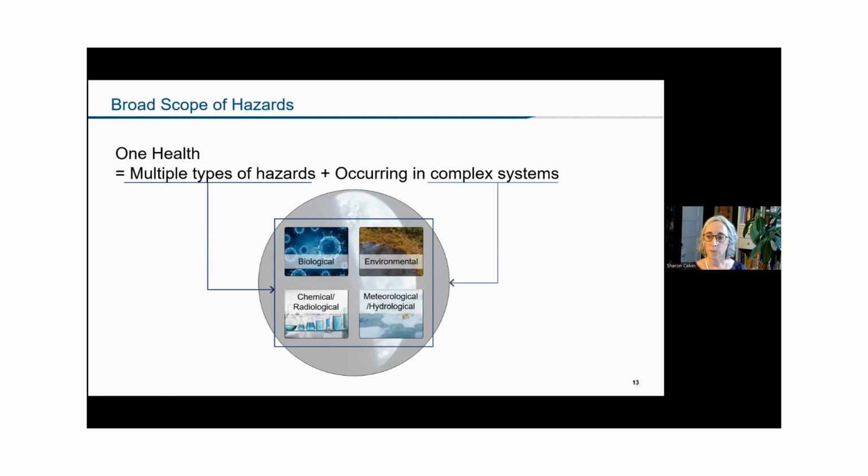And so with a range of perspectives, it really becomes a broad scope. One Health equals multiple types of hazards: biological hazards, environmental hazards, chemical or radiological hazards, meteorological or hydrological hazards. And all of these hazards are occurring in complex systems.